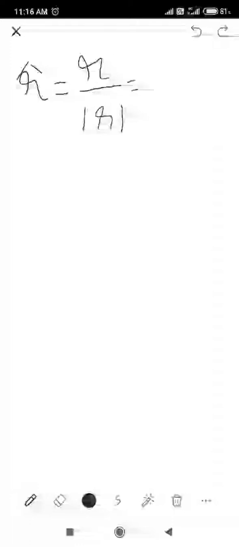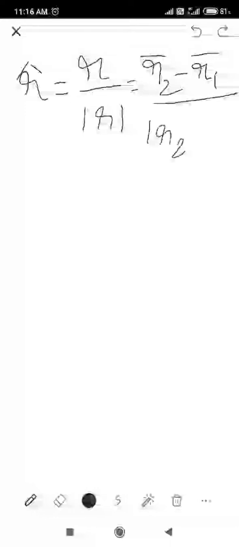Now we can write the unit vector in the direction of r bar. By applying this basic formula, r cap is equal to r bar divided by modulus r. Here r bar is nothing but r2 bar minus r1 bar, divided by modulus of r2 bar minus r1 bar.